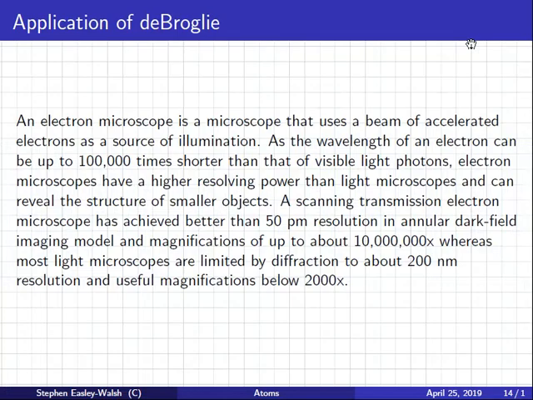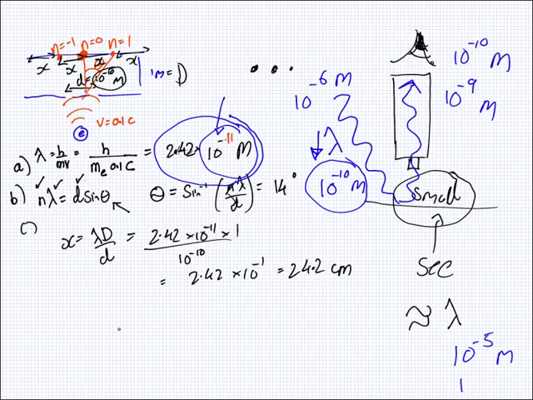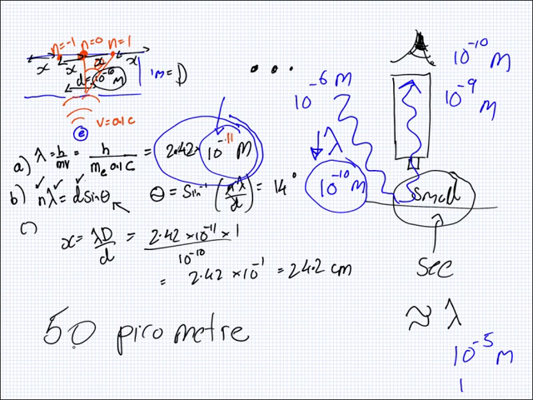Okay, so this is called an electron microscope, and it uses electrons. The wavelength of an electron is 100,000 times shorter than visible light. This means electron microscopes are 100,000 times more powerful than a normal microscope. You can see 50 picometers. That's how clearly you can see. Google what a picometer is, and you can see how small you can see. 50 picometers.